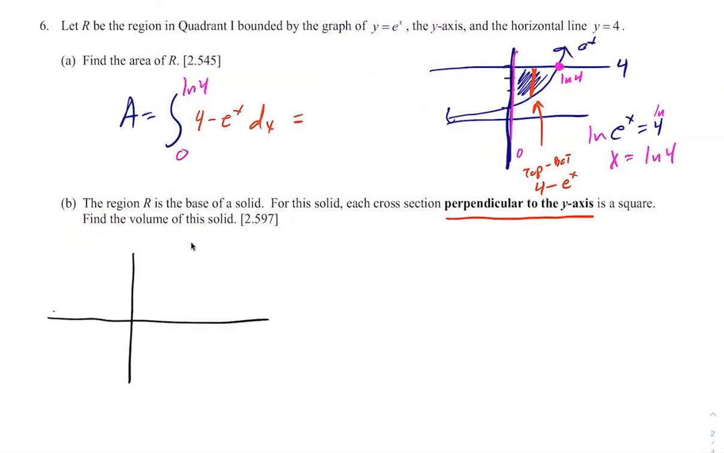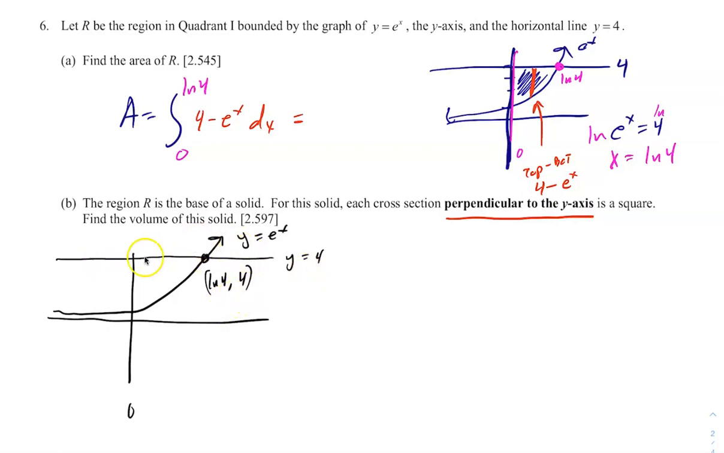So it's the exact same picture, like that, where this is y equals 4 and this is y equals e to the x. We know this is 0, and this is natural log of 4 as my x, and 4 is the y. How do I know 4 is the y? That's literally the line right there, and we figured out natural log of 4 from earlier.